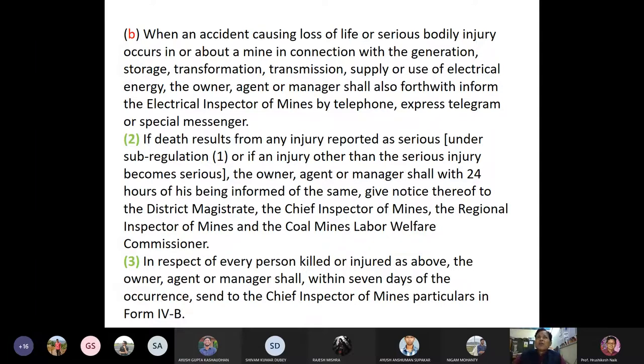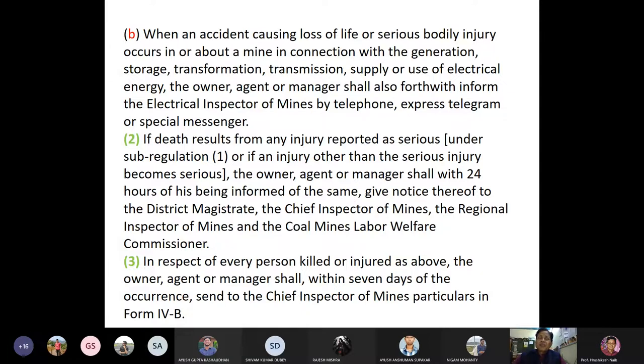There is an electrical inspector who may be located near your mining area. You have to inform the electrical inspector of the mines by telephone communication, by express telegram, or by special messenger that somebody is dead, somebody has lost his life because of electrical energy, or somebody has been seriously injured because of electrical energy. That is to be reported to the electrical inspector of the mines by telephone, by express telegram, or by sending a special messenger.